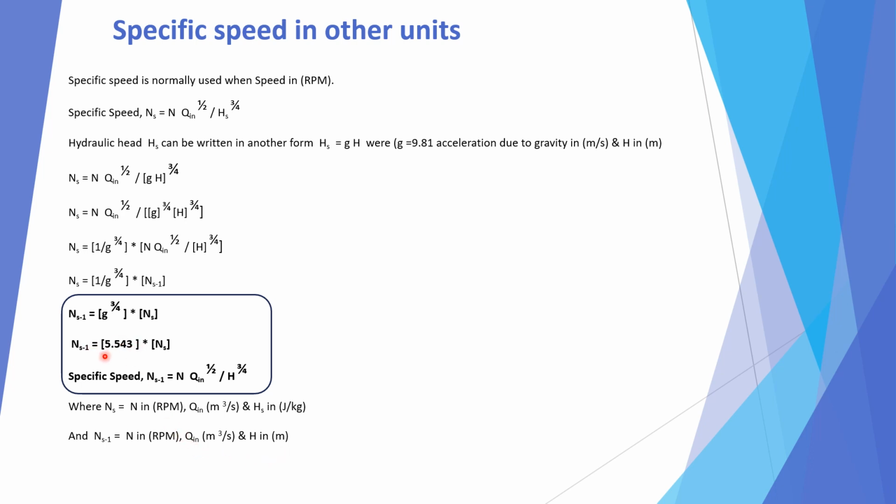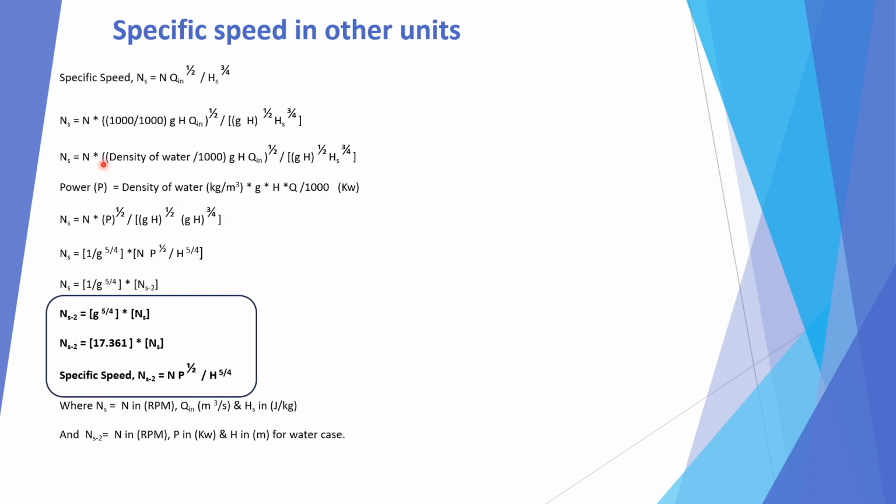And there is a relationship between the specific speed Ns and Ns1. Which relationship you want to use? If you want Ns, use this relationship. If you want Ns1, you have to use this relationship.